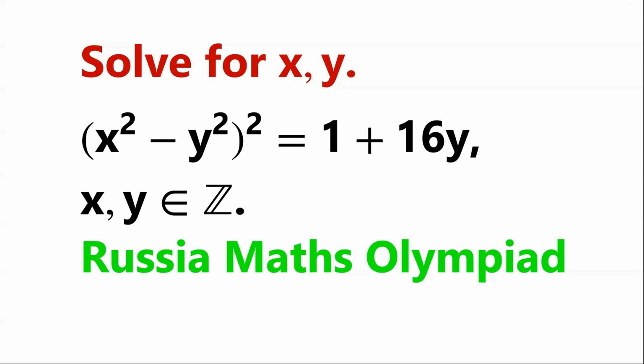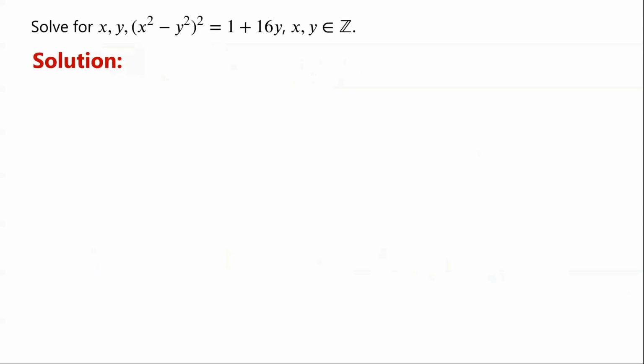Solve this equation, where x and y are integers. This is a Diophantine equation. There are two variables in one equation, so there might be more than one solution. How to solve this equation? Usually there are different ways to solve this kind of equation.